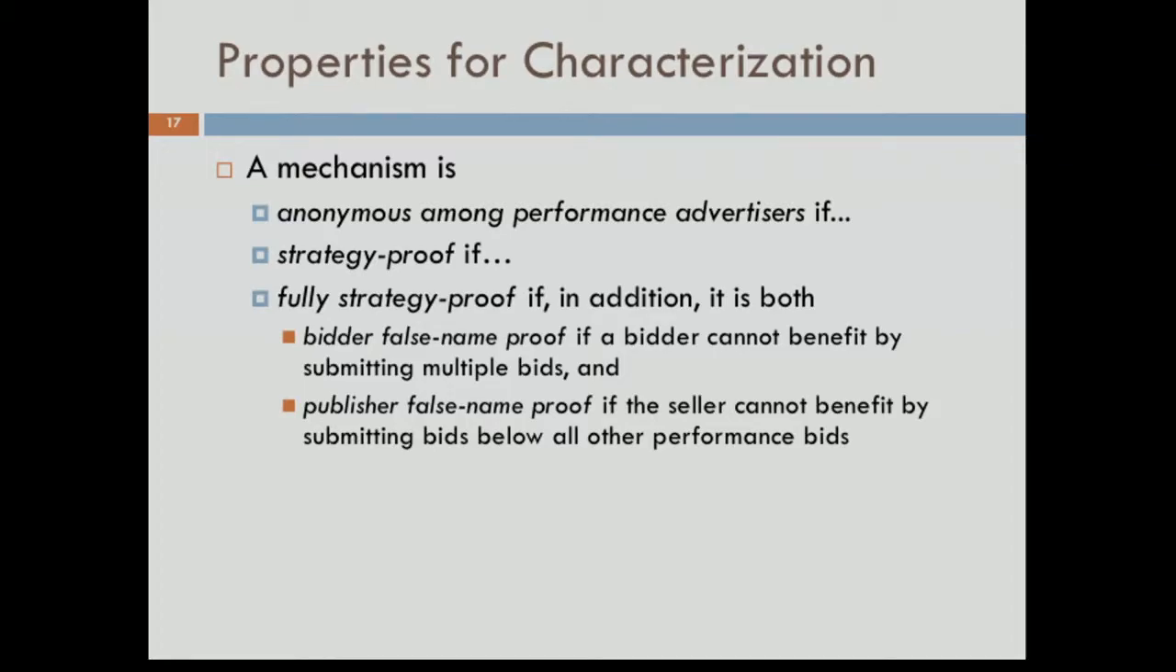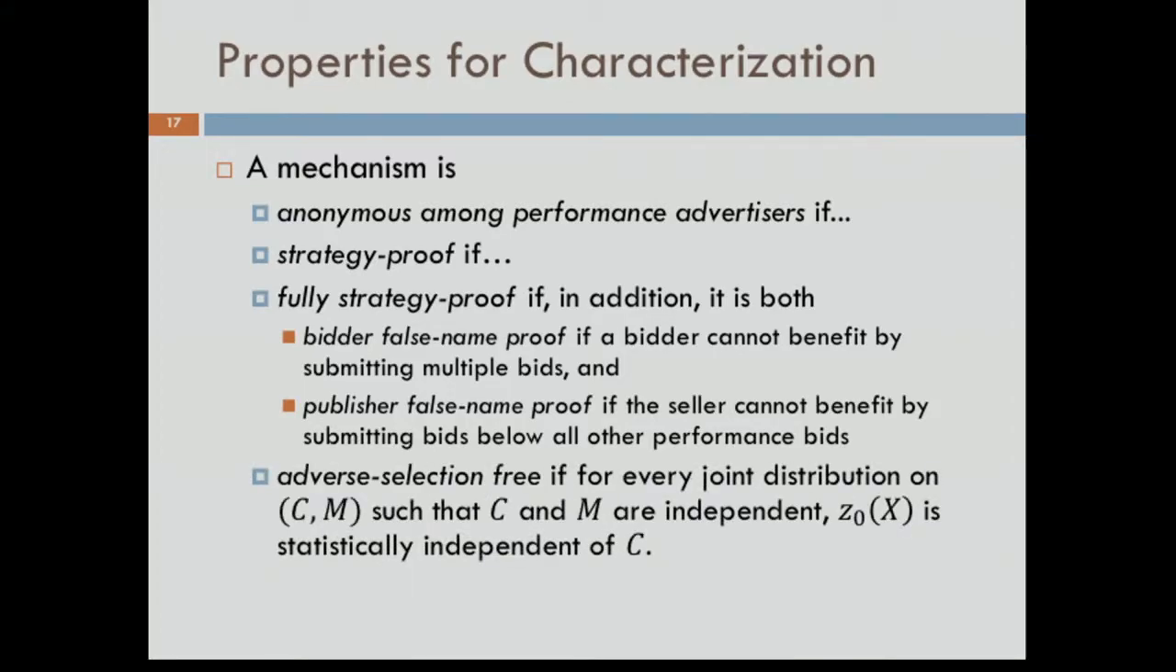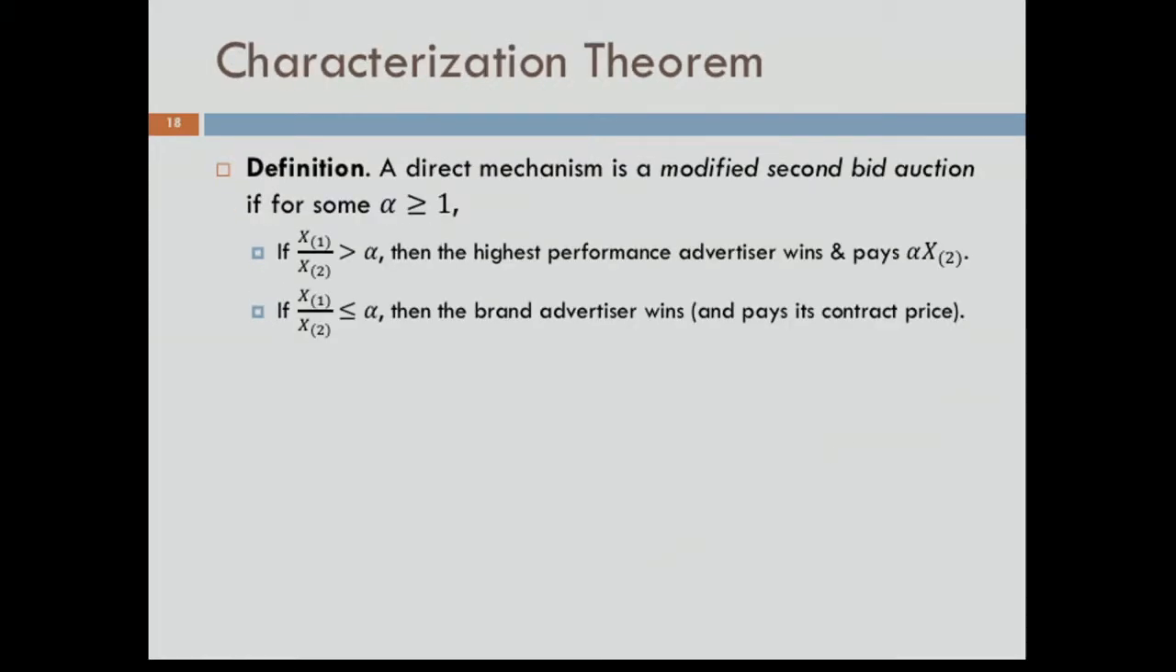And adverse selection free. Now here the idea is that if you take a look again at the condition, x1 is c times m1 and x2 is c times m2. So if you take a look at this ratio, the c cancels in the numerator and denominator, and you just have m1 over m2. So the event that the performance advertiser wins is statistically independent of c.